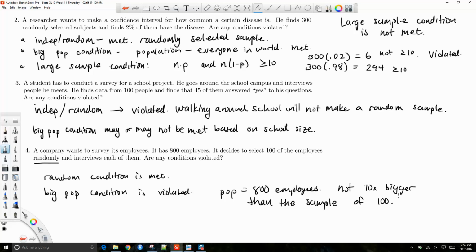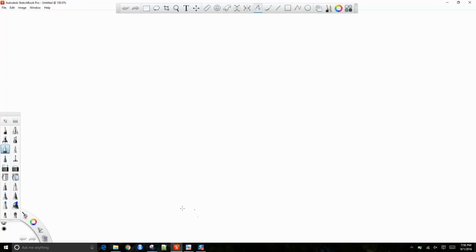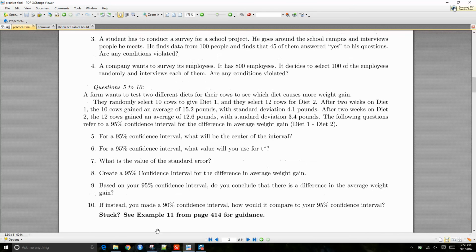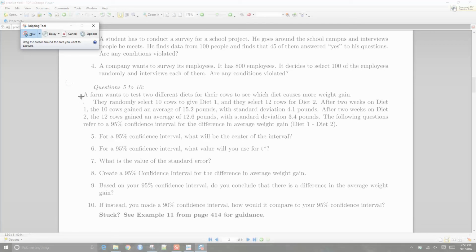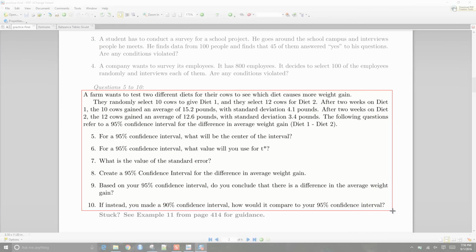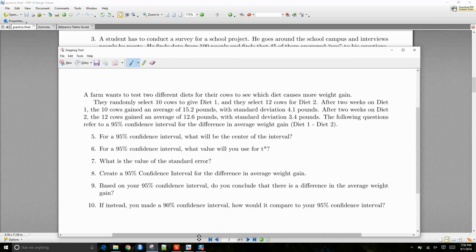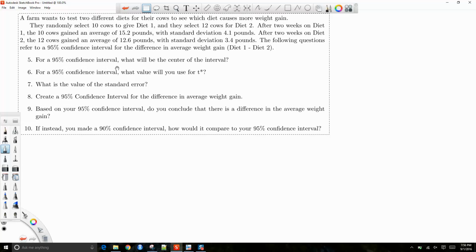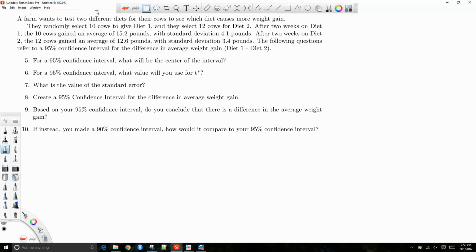So you can expect a handful of questions like this, probably about 4 of them on the final exam. Then you'll have a bunch of questions where I give you a scenario, and you'll have related questions to these. Again, the most important step in all of these is to recognize whether you have means or proportions, whether you've got 1 sample or 2 samples, and whether you're dealing with hypothesis tests or confidence intervals.